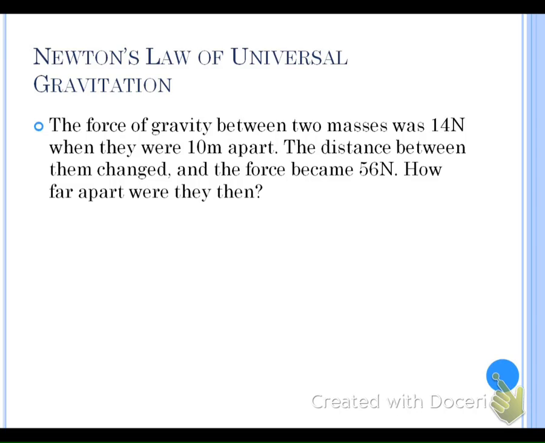Okay, let's try another one. This one's a little tricky, but we're going to walk through it. It says force of gravity between two masses was 14 newtons when they were 10 meters apart. So these two objects are 10 meters apart. The F sub g between them is 14 newtons. The distance between them changed, and the force became 56 newtons. How far apart were they then? If their force was 14 newtons when they were 10 meters apart, and the force became greater, do you think they got farther apart or closer together? Closer together. We're going to find out exactly how close they got.